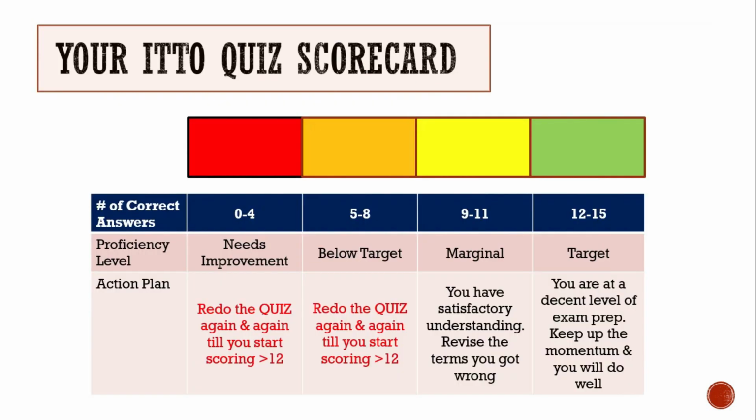That's the end of the quiz, guys. Check your score and plan your action according to the chart that's given here. As I have discussed previously, if you score anywhere between 0 to 11, you should always redo the quiz again and again till you start scoring greater than 12. I hope this quiz was useful and clarified a lot of concepts and a lot of doubt related to things like resource assignment metrics, resource calendar, etc.